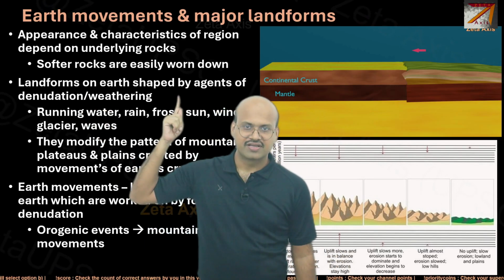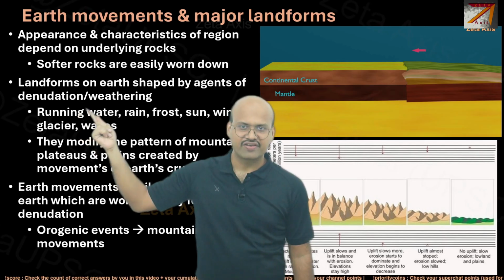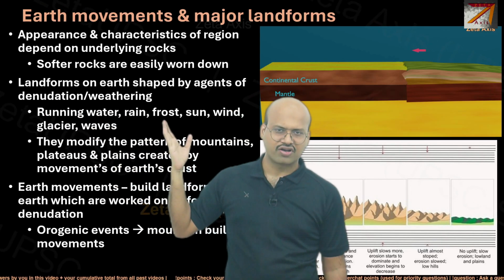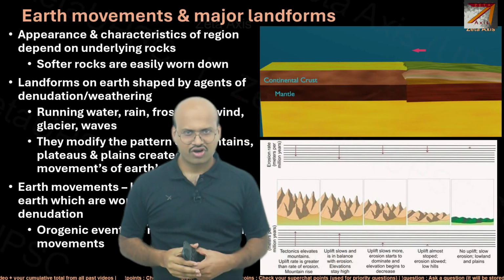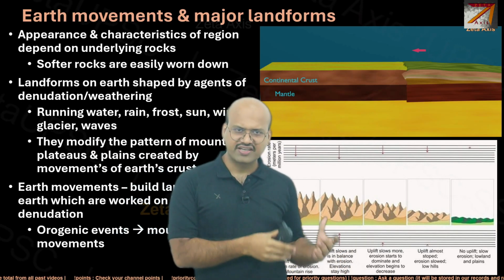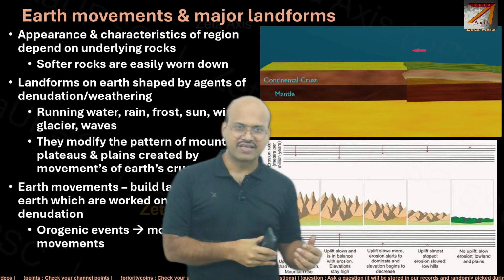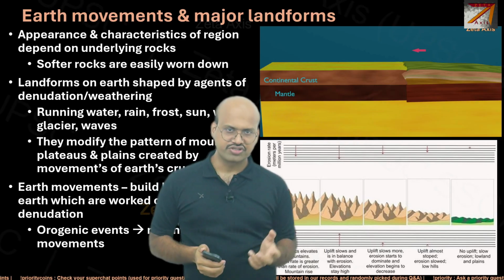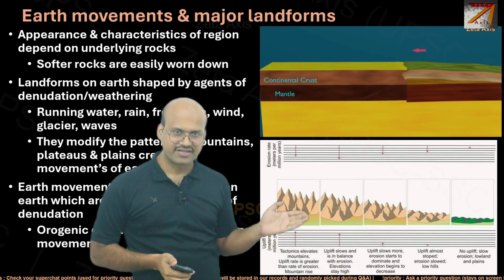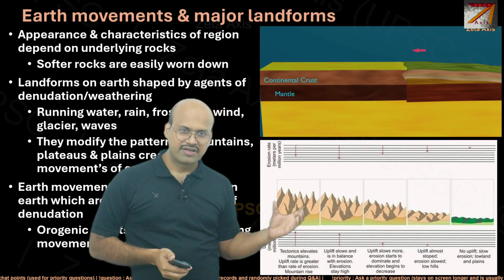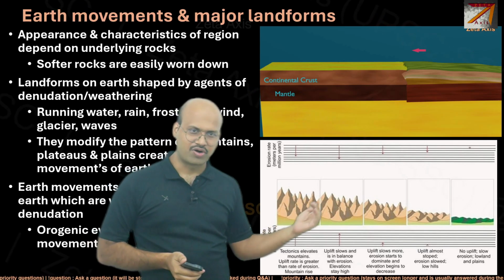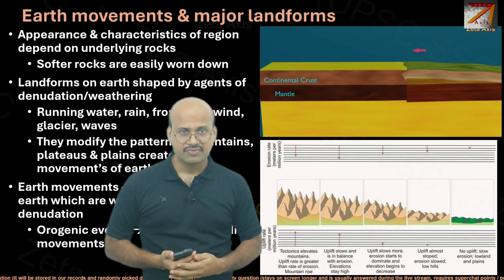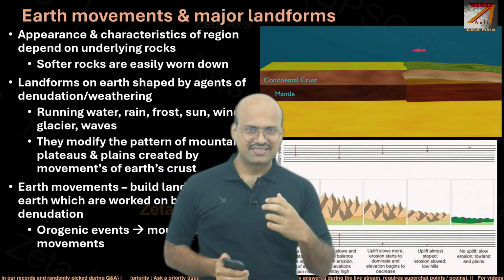Landforms on Earth are shaped by agents of denudation and weathering. So basically we have water, rain, frost, wind, glaciers, waves. What all these exogenic or external forces do is shape the region. They will cause erosion and deposition. For example, if there are mountains, over time they will erode these mountains and form a plain region. So this is how they will shape the region.